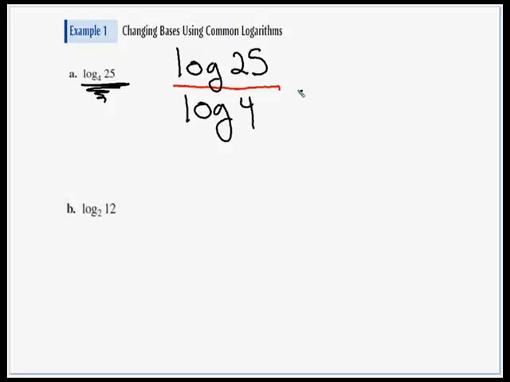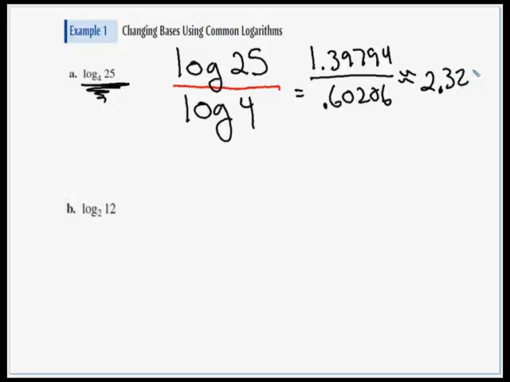If we find the numerator, the common log of 25, 1.39794, and we divide that by the common log of 4, 0.60206, and if we divide those and round off, we're going to get about 2.3219.